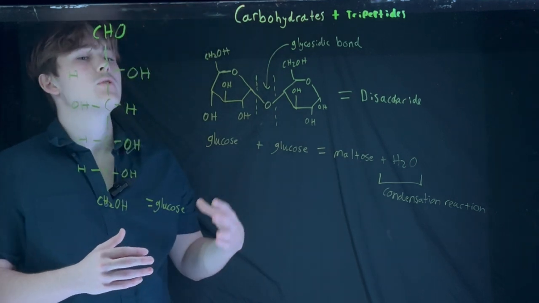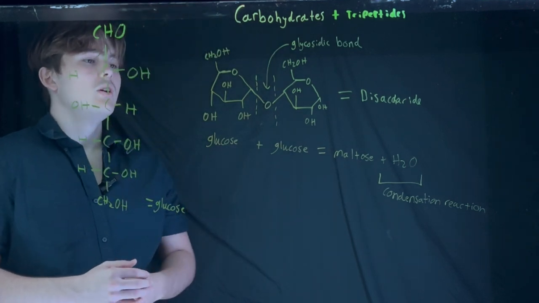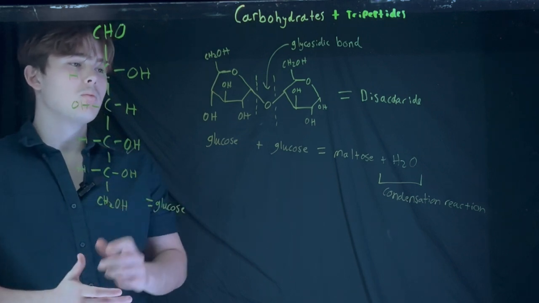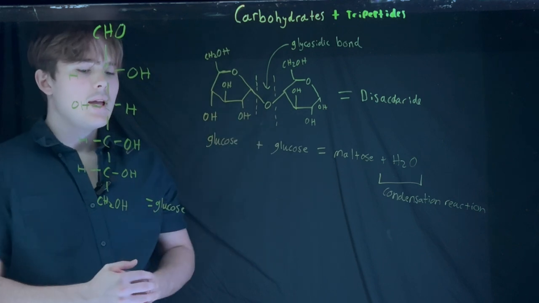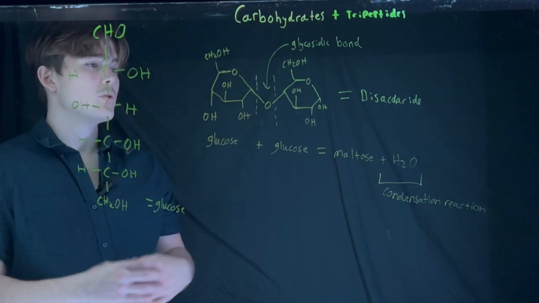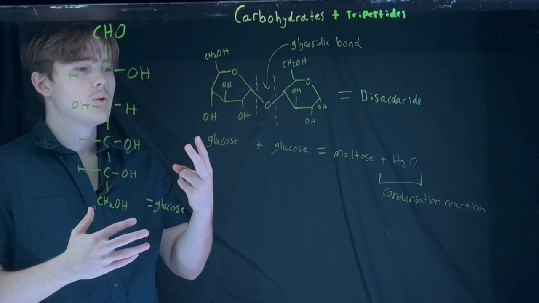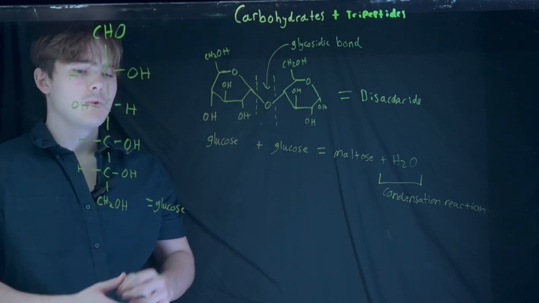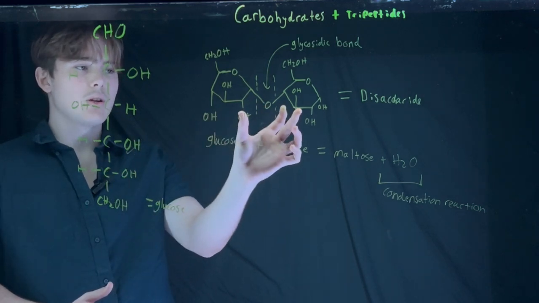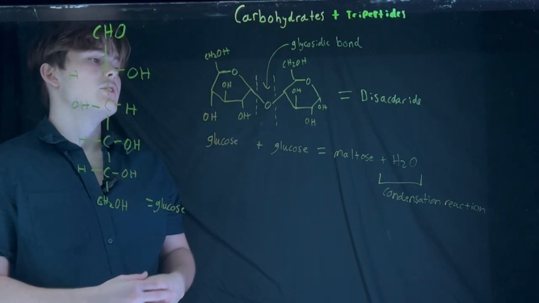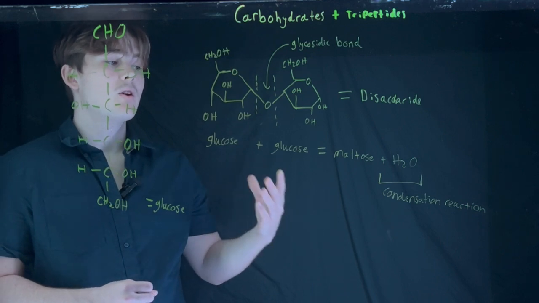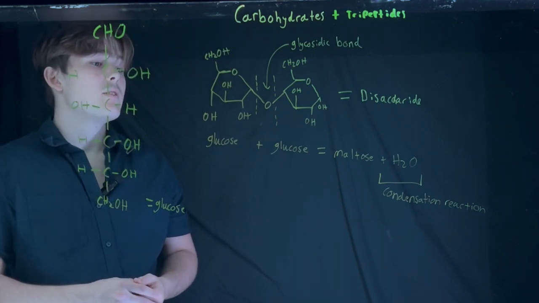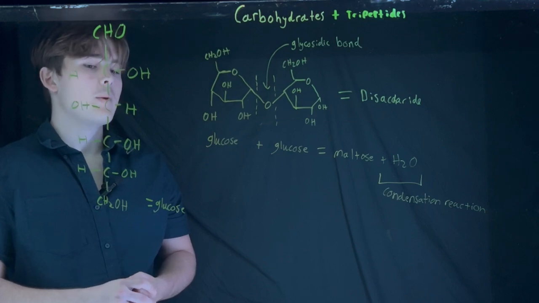So the main things to note with carbohydrates is they can exist in both straight chain form and cyclical form. Disaccharides means two carbohydrates, monosaccharides means one carbohydrate: monosaccharide, disaccharide. And disaccharides are formed via a condensation reaction. So they're the main things to recognize with carbohydrates.